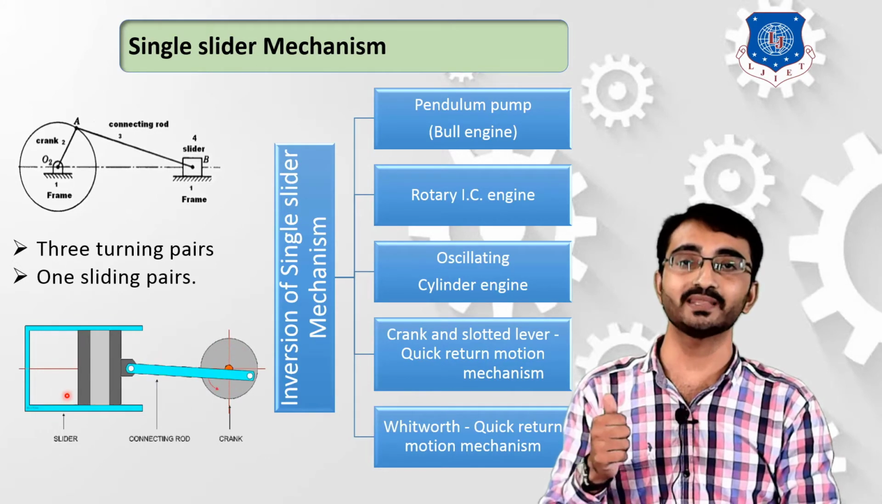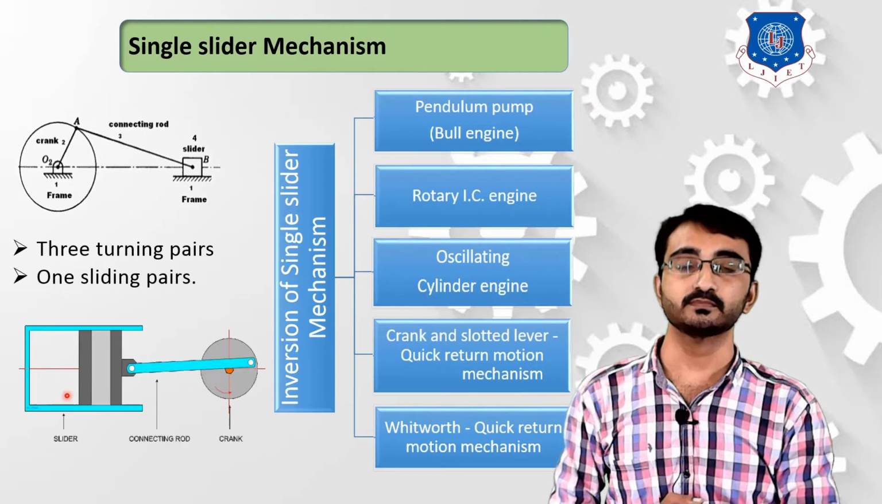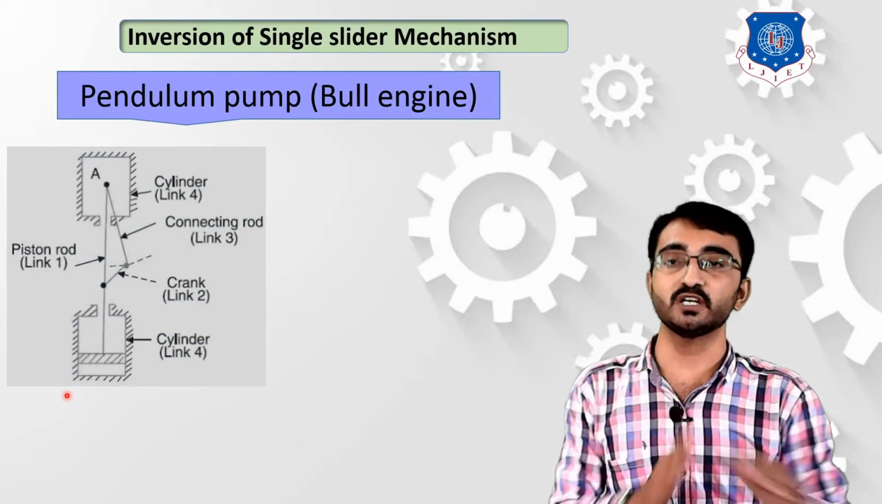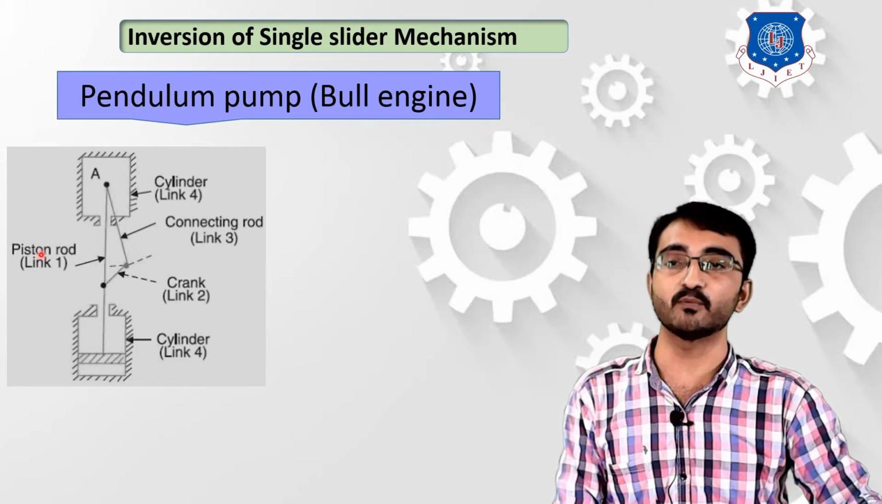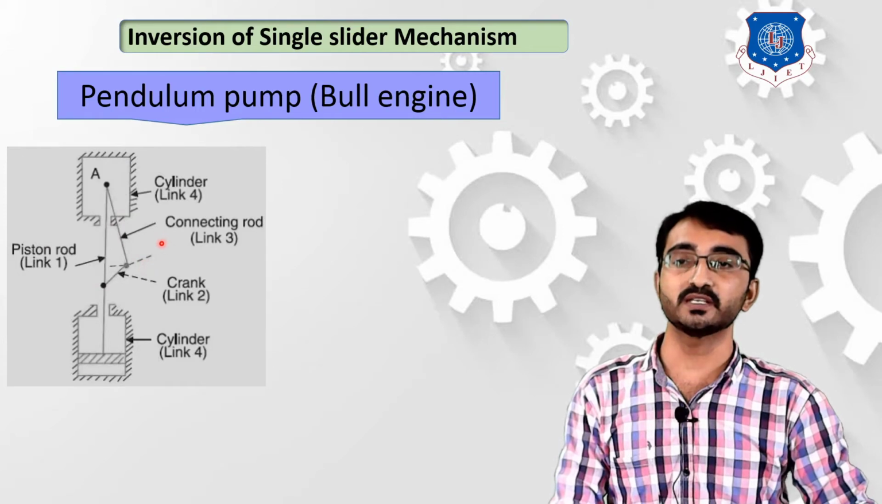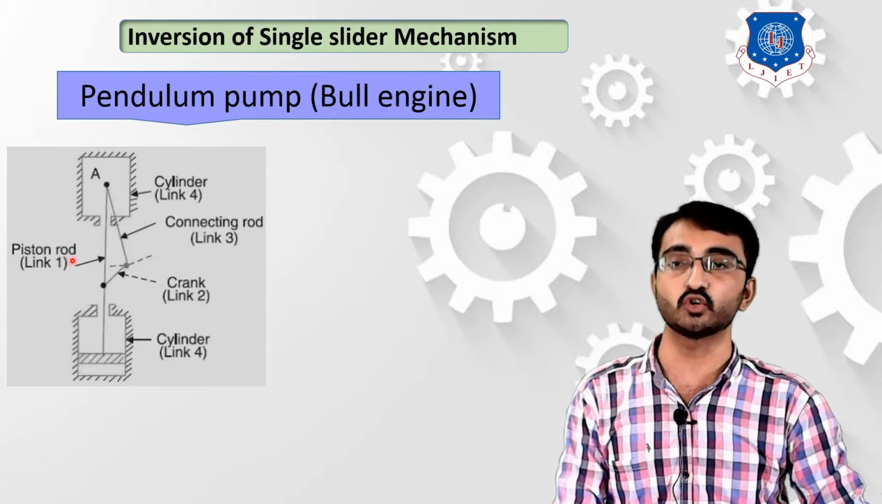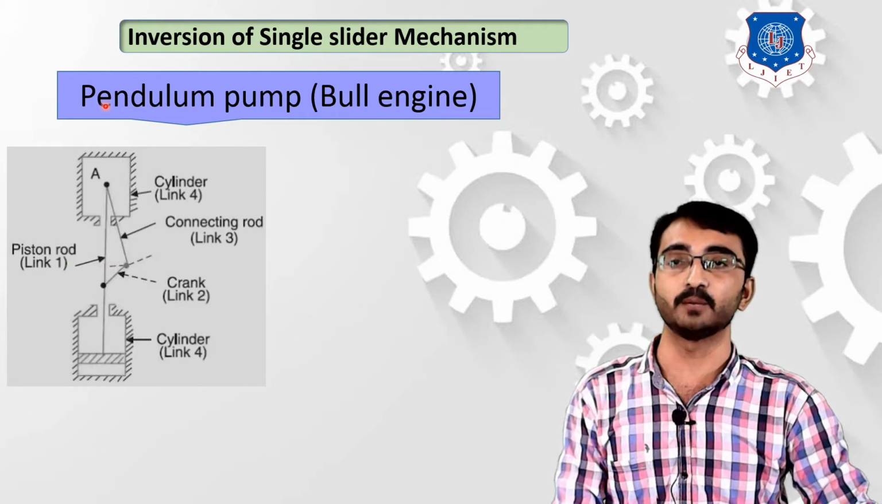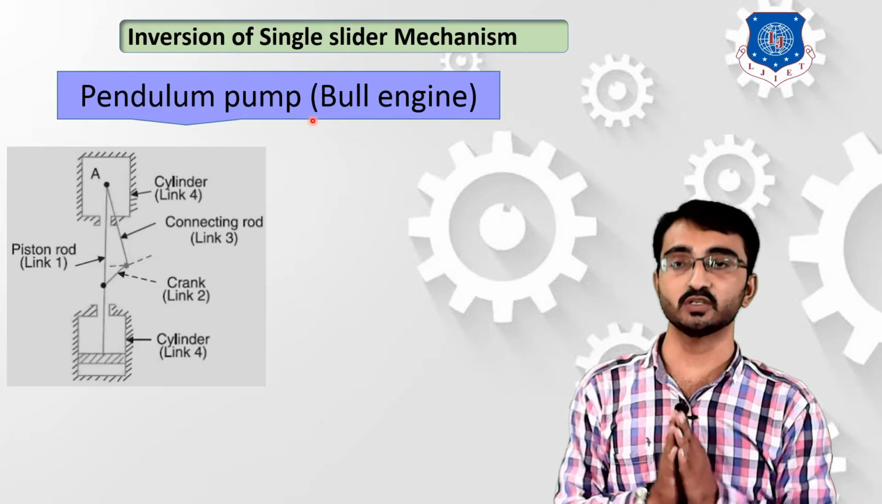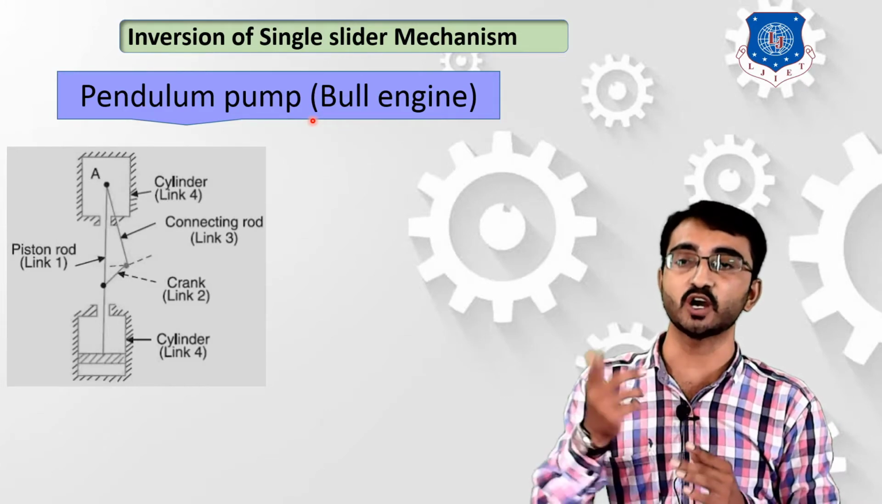So the first one, that is pendulum pump. The motion in this mechanism will be somewhere you will obtain that it is forming a pendulum shaped motion. That's why it is termed as a pendulum pump. Another name of this mechanism is bull engine. So let's find out the 4 links of this mechanism.